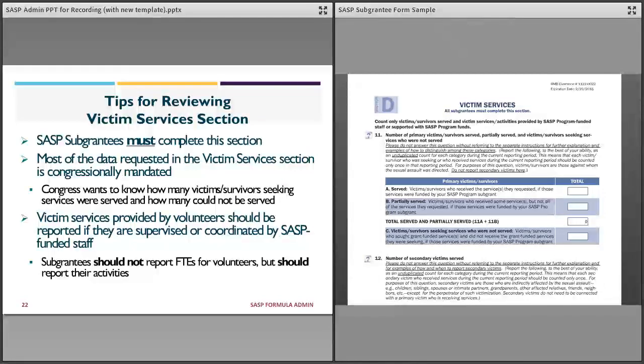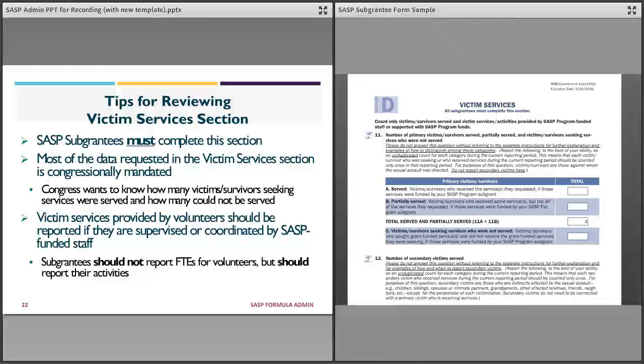We do have some tips for reviewing the Victim Services section as a SASP administrator. Victim services provided by volunteers should be prorated if they are supervised or coordinated by SASP-funded staff. So if you know that that's happening at one of your subgrantee agencies, make sure to look for that being reported in the Victim Services section. Subgrantees should not report FTEs for volunteers, but they should report their SASP-funded activities.